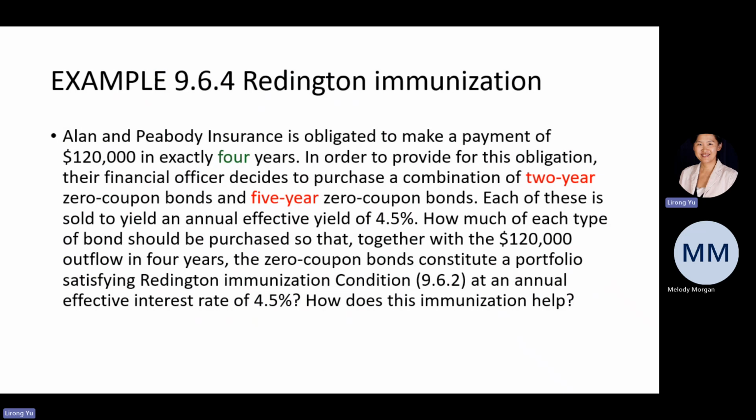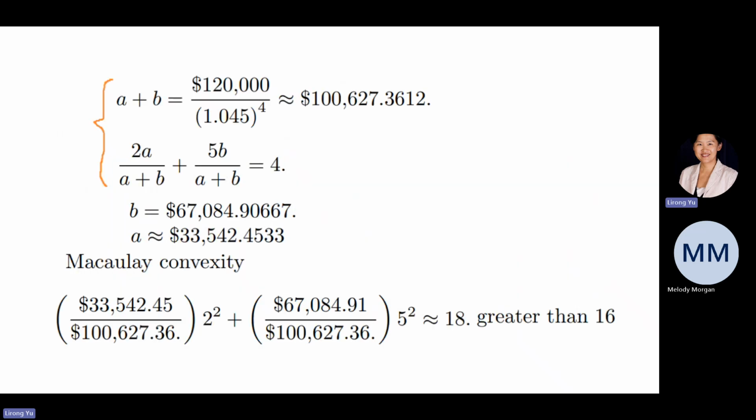Basically, A and B added together, the investment for these two kinds of bonds, total equal to the present value. So you're going to take the 120,000 divided by 1.045 to the power 4 to find the total present value. So A plus B equals the total present value of the year 4 liability. On the other hand, the weighted average of the assets should equal the duration of the liability, which, since you only have one payment, is 4.